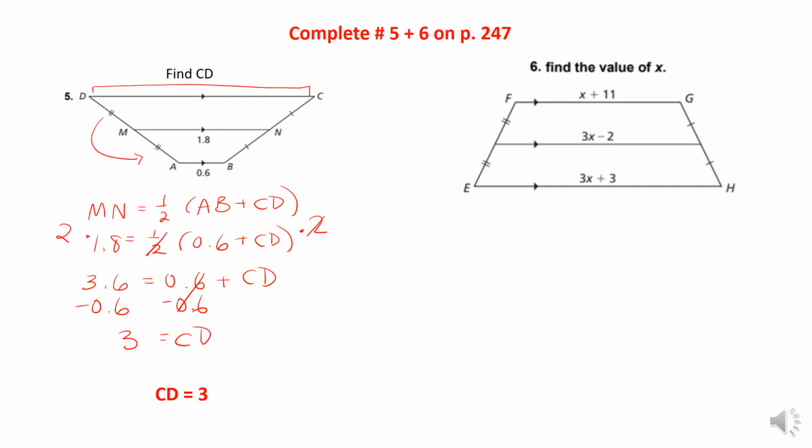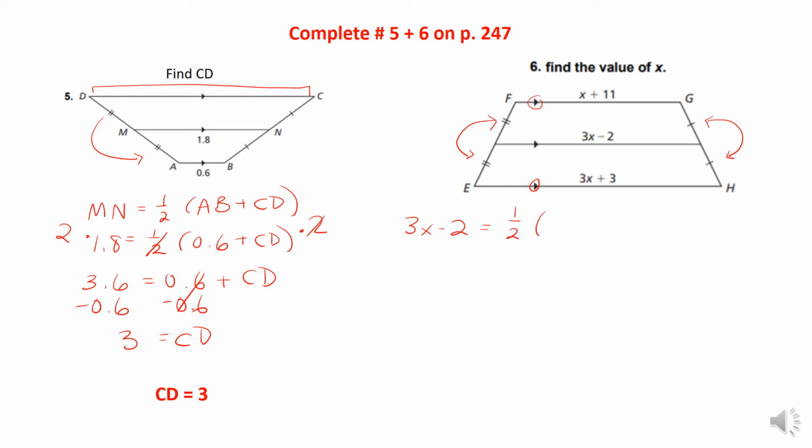I have to find the value of x. So I can see that there's two opposite sides that are parallel, and so I know it's a trapezoid. And I can see by these symbols here that this is the midsegment. So I'm going to set it up. 3x minus 2 equals 1/2.